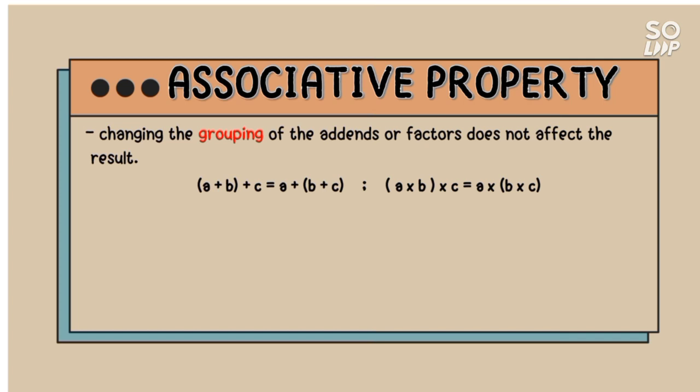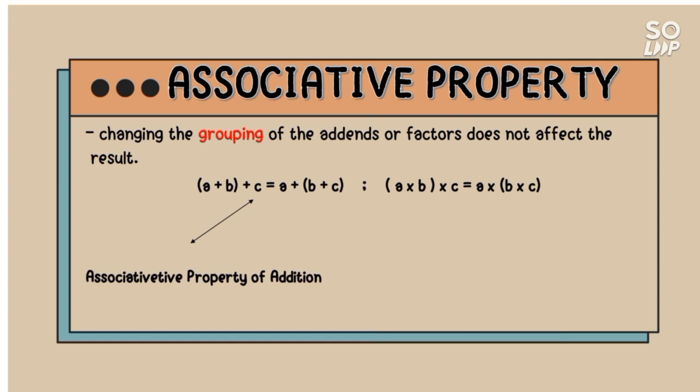In the left side, A plus B ang magkasama. But in the right side, B plus C na. But the sum of the two is still equal. We call this associative property of addition.